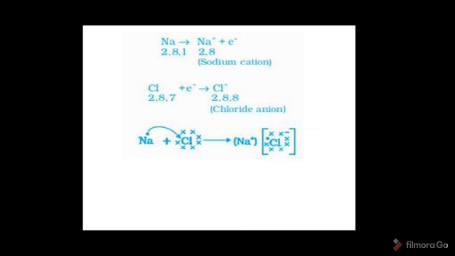Chlorine atom. The chlorine electronic configuration is 2, 8, 7. It is in need of one electron. It has to gain one electron in order to get a stable electronic configuration. The tendency to gain electrons is the non-metallic character. Non-metals gain electrons. Metals lose electrons.